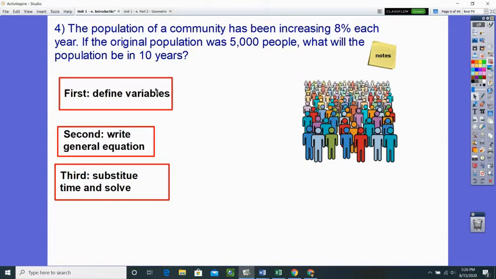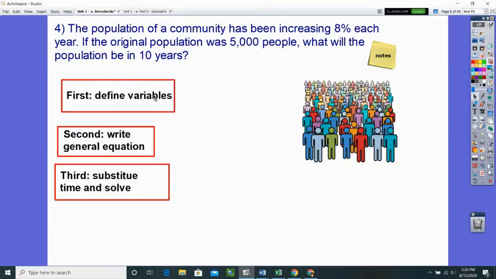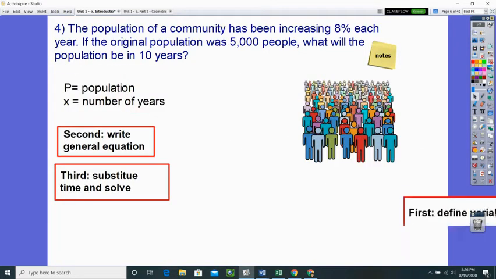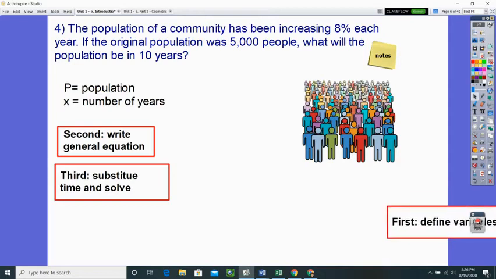Okay, now your variables might be different than mine, and as long as they go through the whole problem matching, that's good. So I said that P was going to be the population, that's the number of people, and X was going to be the number of years. So now I'm starting with 5,000. That's going to be the start amount.